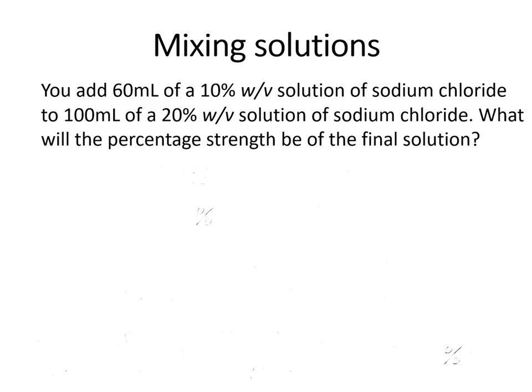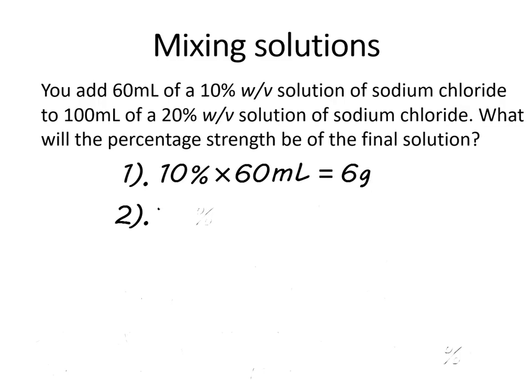In the first example, we're asked to calculate the final strength of a mixture of two quantities of two different strength solutions. In order to solve this question, the first stage is to calculate the amount of active ingredient in each solution. Thus, we have firstly 10% of 60 millilitres, which gives us 6 grams of sodium chloride. Secondly, we have 20% of 100 millilitres, which gives us 20 grams of sodium chloride.